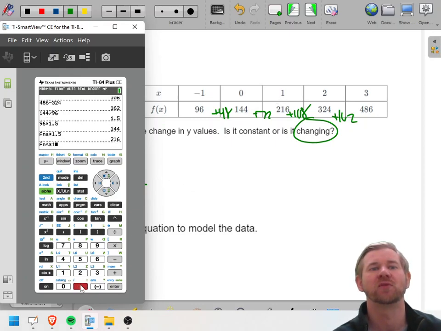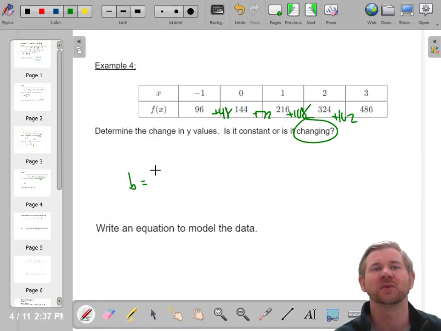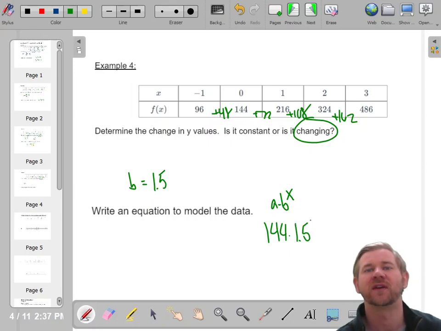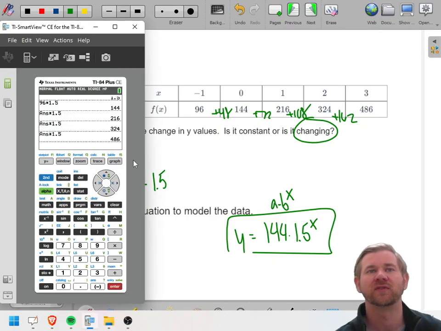216 times 1.5, 324 times 1.5. So each one is 1.5 times as big as the next, so we'll say b is 1.5. Now we need to find the initial point. We've got it right there. So if it's a times b to the x, the initial point is 144, and the growth factor is 1.5 to the x. So y equals 144 times 1.5 to the x.